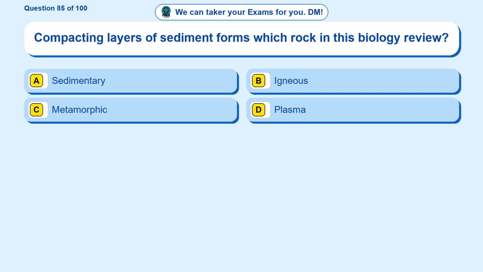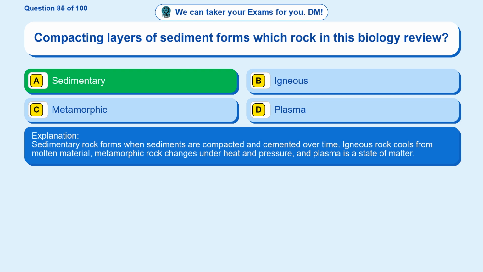Question 85. Compacting layers of sediment forms which rock in this biology review? Option A, sedimentary. Option B, igneous. Option C, metamorphic. Option D, plasma. The correct answer is option A, sedimentary. Sedimentary rock forms when sediments are compacted and cemented over time. Igneous rock cools from molten material, metamorphic rock changes under heat and pressure, and plasma is a state of matter.